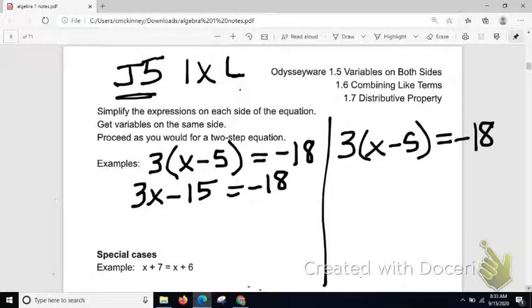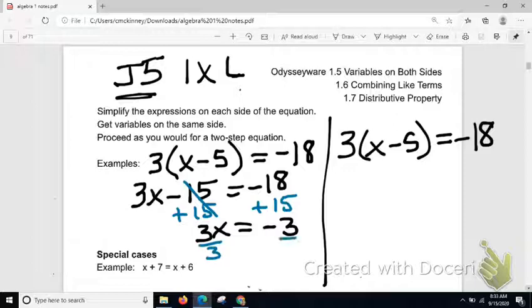And then notice now it's a two-step equation. So then I would add 15. Be careful with those signs or grab your calculator if you need it. So negative 18 and positive 15. Opposite signs, so that ends up being negative 3. Divide by 3. And x then is equal to negative 1.